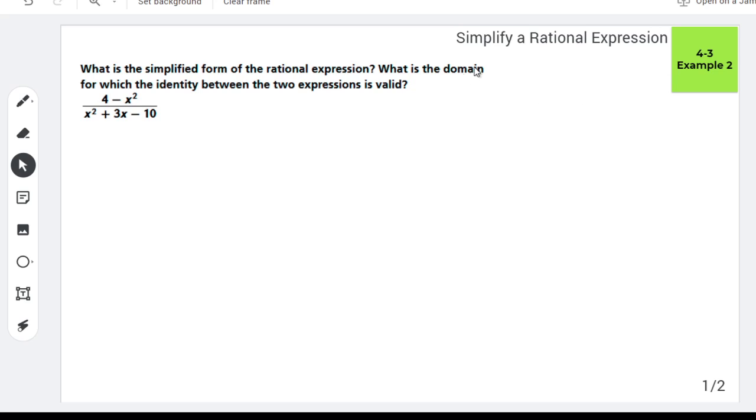So there are actually a couple of questions here for this example when it starts out. It says, what is the simplified form of the rational expression? So we're going to simplify this. And then we also need to identify the domain for which the identity between the two expressions is valid.